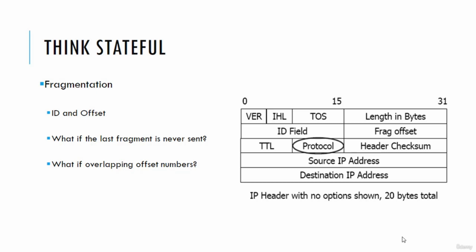So what if the last fragment of this packet is never sent? The router of the network receiving these packets will keep storing fragments and more fragments till it overflows. That's maybe what the attacker is trying to do. What if overlapping offset numbers are sent? 1, then 2, then 4, then 1 again, which means that the fragmentation offset numbers are not telling a sequence of fragments. This means that it wants the router to discard all the fragments it is receiving because it will never be able to assemble once more the fragments of the original packet.